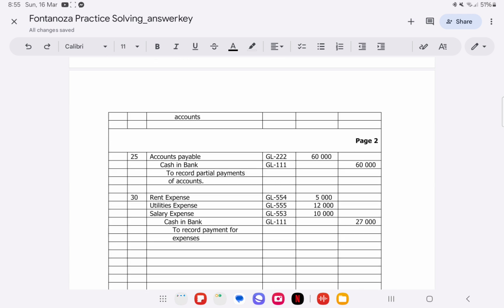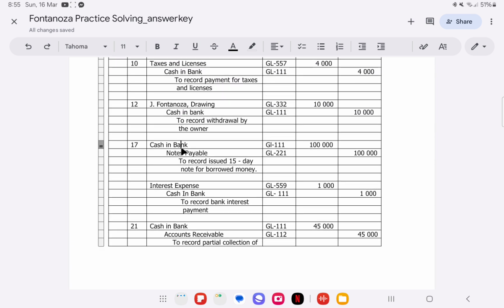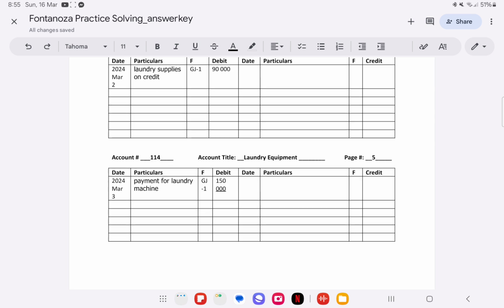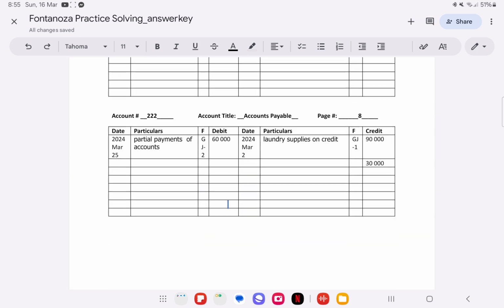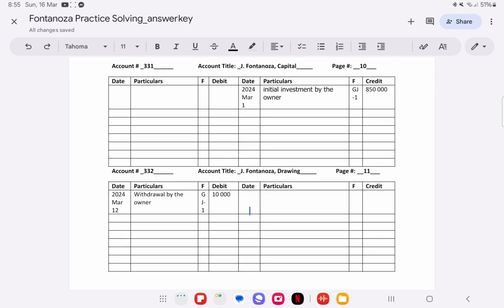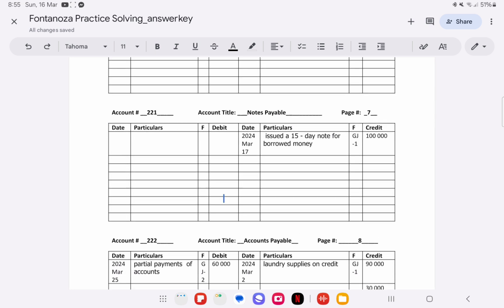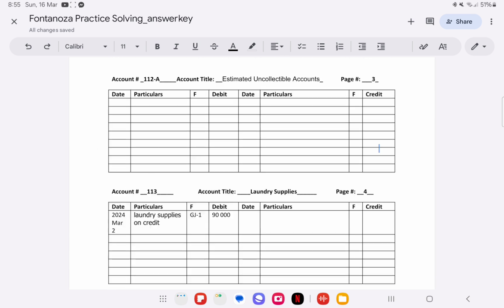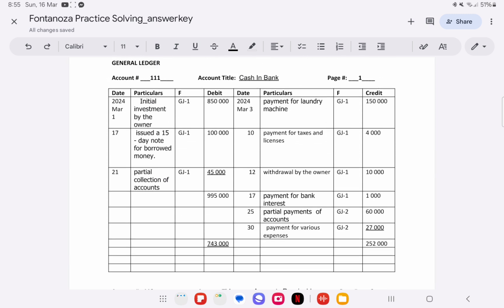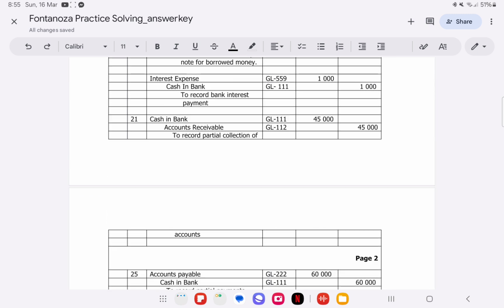credit? So the credit is notes payable. So look for the notes payable. So notes payable. Okay, 2024 March 17 issued a 15-day note for borrowed money, JG1 100,000. Okay, so next problem, next transaction.